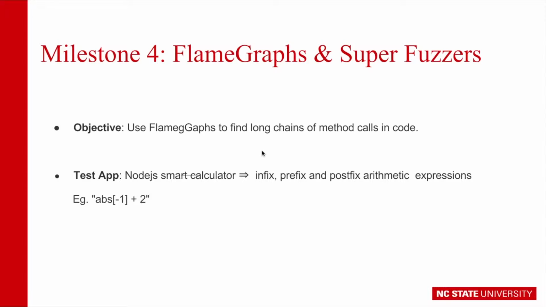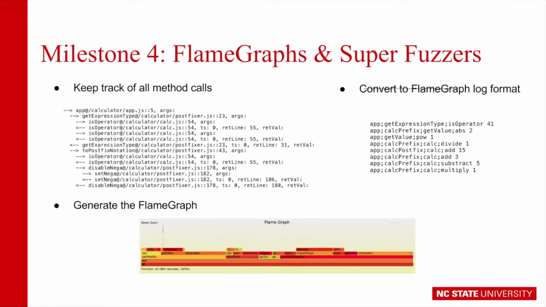So in milestone 4, we also want to use flame graphs to find the long chains of method calls in the code. Our test app is a Node.js smart calculator, which can evaluate infix, prefix, postfix arithmetic expressions. So the main idea is that each time we evaluate an arithmetic expression, we need to keep track of all the method calls involved. And then we convert such a method call log into flame graph log format. By using the tool provided by the inventor of flame graph, we can generate such a flame graph.